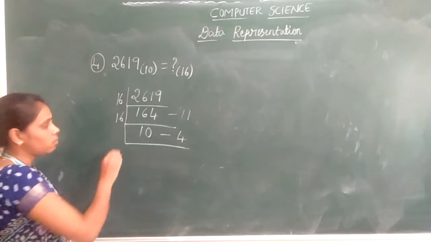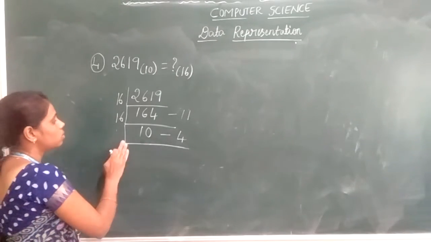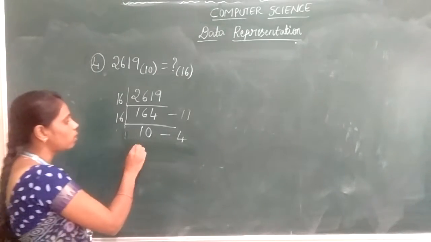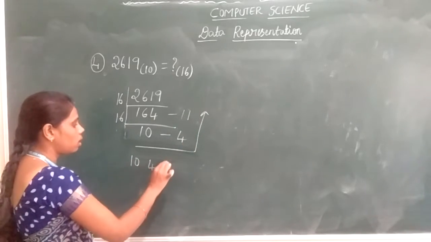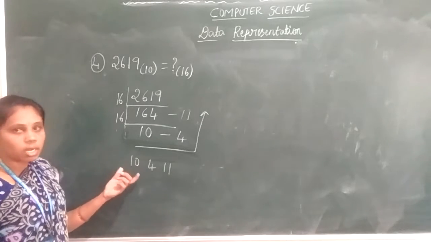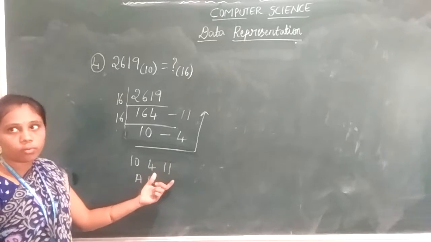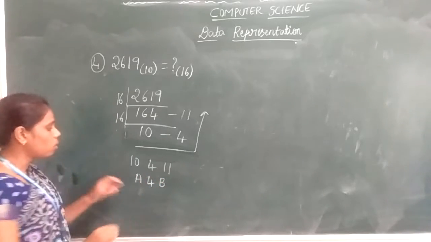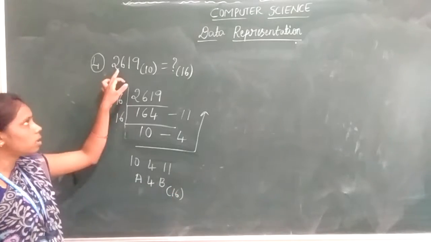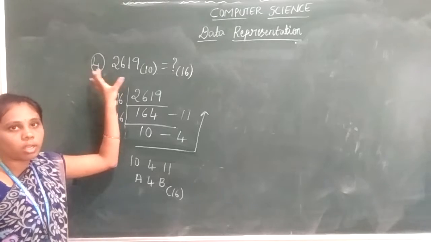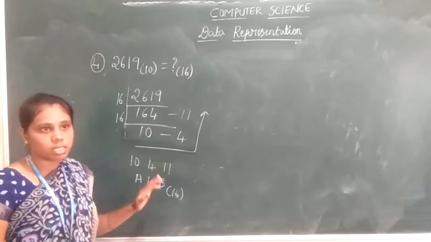Again divide this by 16. So this 10 cannot be divided by 16. So stop the division process and note down the values from bottom to top. That is 10, 4, 11. Now the equivalent hexadecimal value for 10 is A. The equivalent value for 11 is B. So A4B is the hexadecimal value for 2619 in the decimal number system. So this is the conversion from decimal to hexadecimal number system.